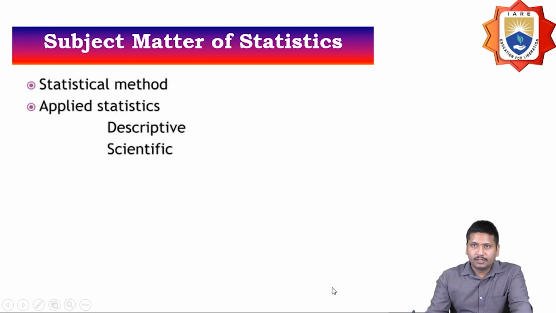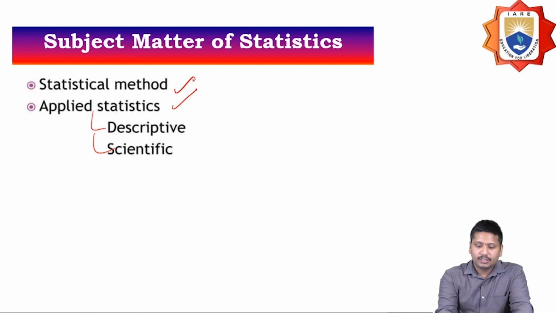Now, the subject matter of statistics. Here we can use statistical methods, and applied statistics, where we are able to see descriptive and scientific statistics. So normally you are going to see statistical methods like mean, median, and mode. Then applied statistics will be descriptive and scientific. So these are the other two categories of that.